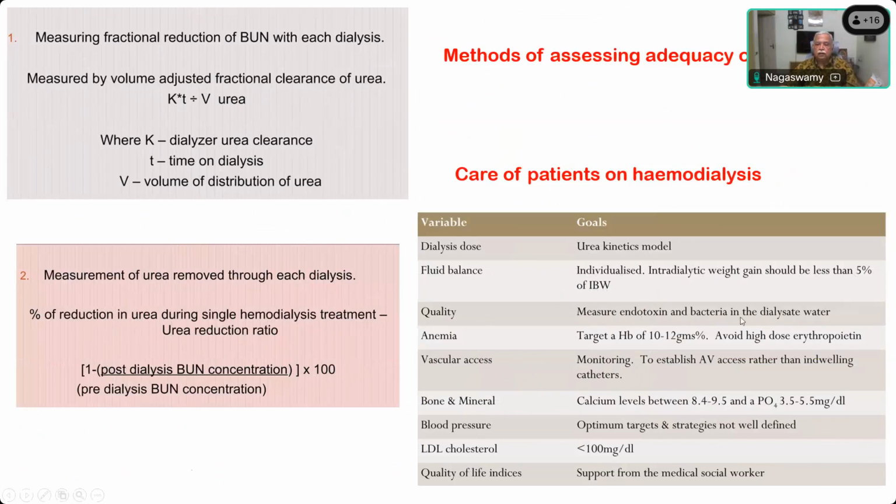Quality: measure the endotoxin and bacteria in the dialysate water. Anemia: target hemoglobin of 10 to 12 grams. Avoid high dose erythropoietin. Vascular access to be constantly monitored to establish a good AV access with a catheter or by fistula. Bone and mineral: calcium levels have to be maintained and phosphate levels also to be frequently checked. Blood pressure should be optimum, with strategies so that he is not in a hypotensive state. And the LDL cholesterol should be less than 100 milligrams. Quality of life indices, with support from medical and social workers.